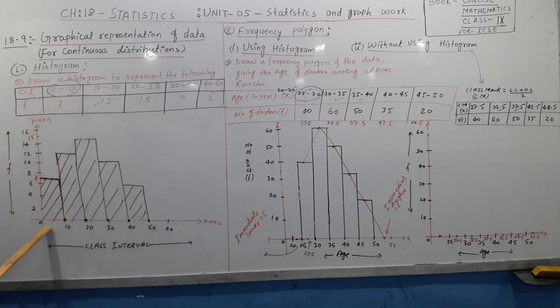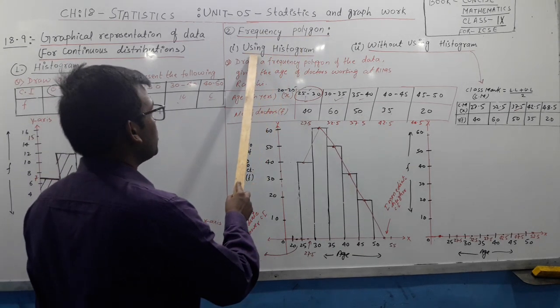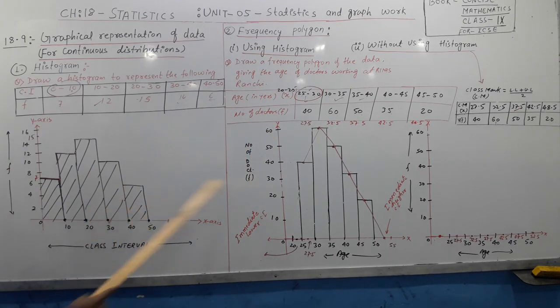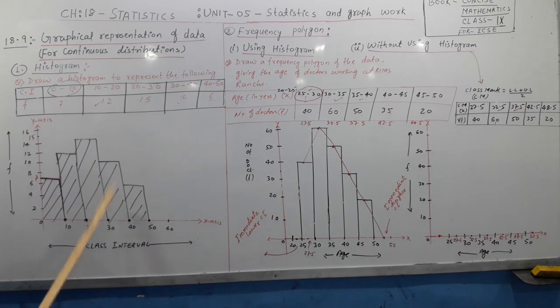We have considered for the x-axis 0 to 10, that means 10 small units is equal to 1 part, and for the y-axis 10 small units is equal to 2 parts. So in this way we can draw the histogram. Is it clear? Now the frequency polygon. First we will see the one using the histogram. How to draw the histogram we have already seen, that's why I have already constructed the histogram here by the same method.